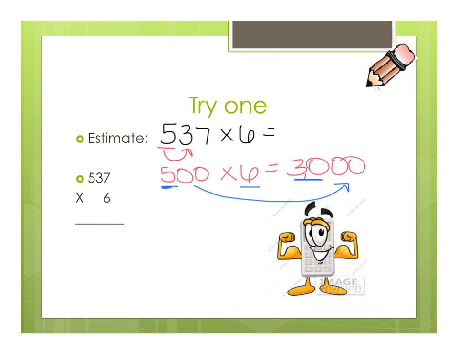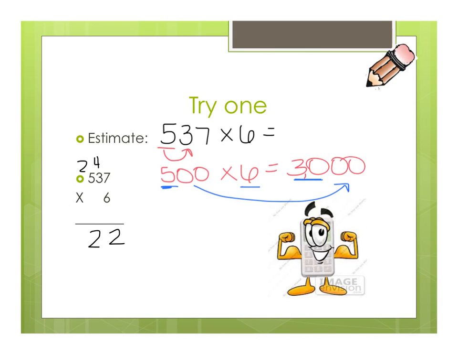Now, finding the exact product with place value and regrouping. Start with the ones place. 6 times 7 is 42. So I'm going to write my 2 and regroup those 4 tens. 6 times 3 is 18 when I multiply the tens place, plus another 4 is 22. So I'm going to write my 2 and regroup the other 2 over the hundreds place.